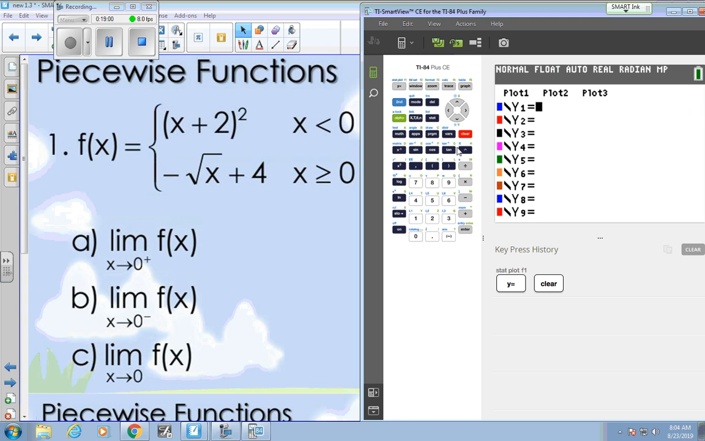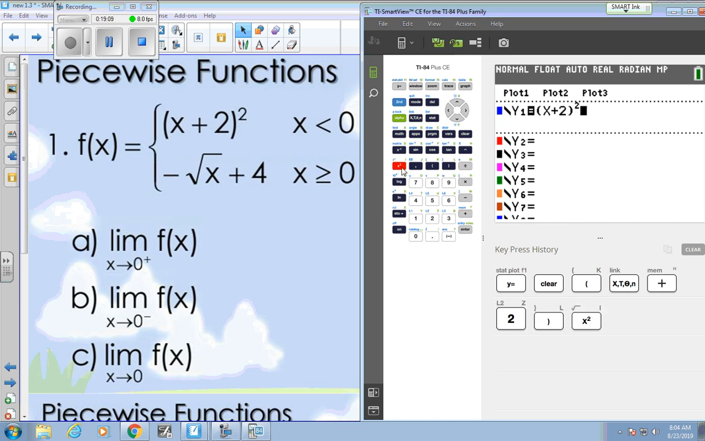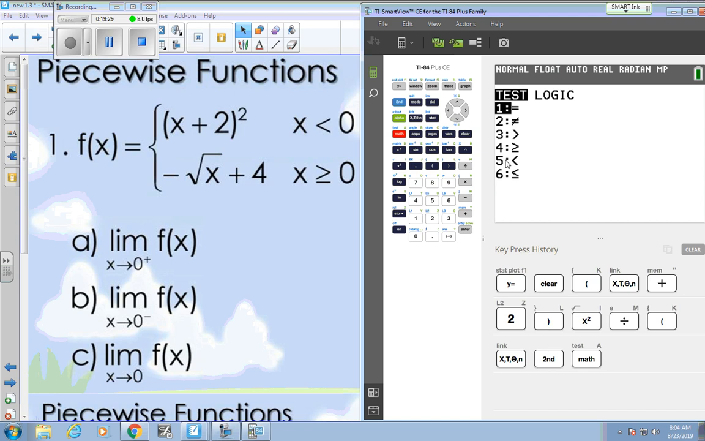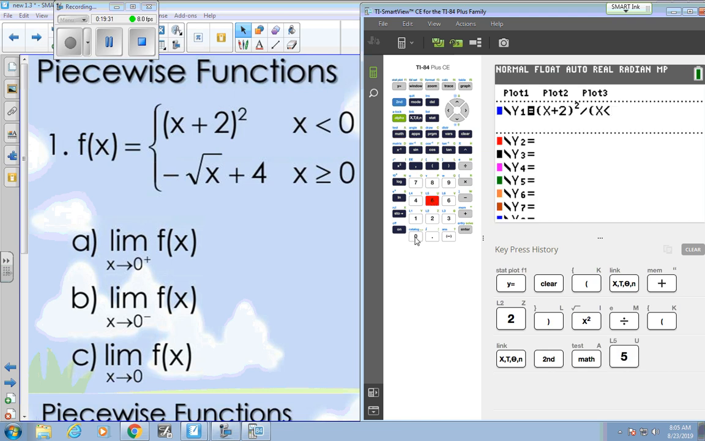Okay. So all you need to do in order to graph a piecewise function, just type in your function. So I'm going to type in x plus 2 squared. Nothing fancy there. Now this is where it comes in handy. This is weird. You divide. So you hit the division key. I always open up a set of parentheses. And then x, you put in your restriction. X, and then you hit the less than symbol. Second math has that test icon right there. So option 5, and then type in 0.